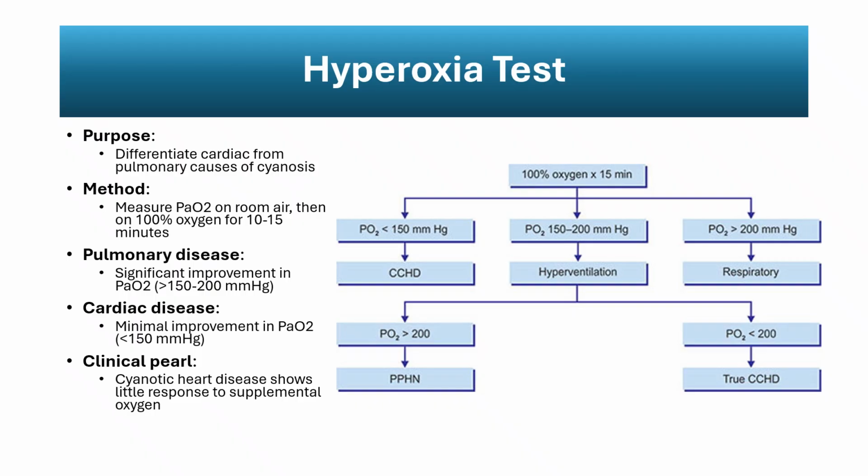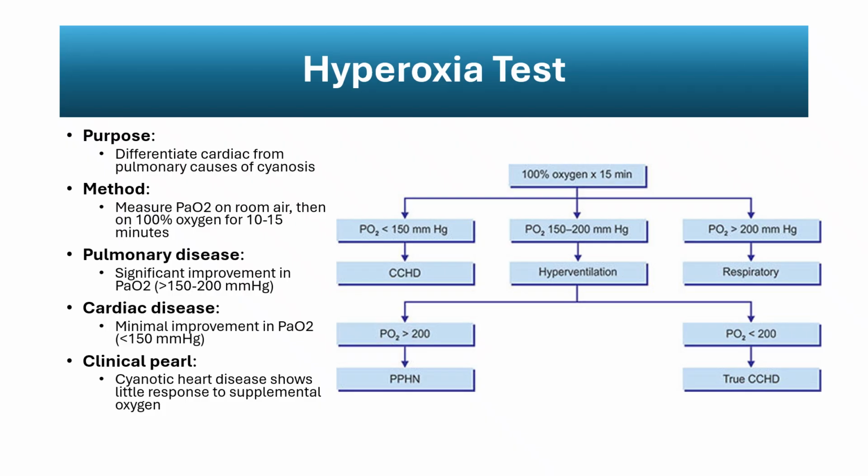The method is simple. An arterial blood gas is drawn on room air, then the infant is placed on 100% oxygen for 10 to 15 minutes, and the PaO2 is remeasured. In pulmonary disease, oxygen delivery to the alveoli improves diffusion, and PaO2 typically rises above 150 to 200 millimeters of mercury.